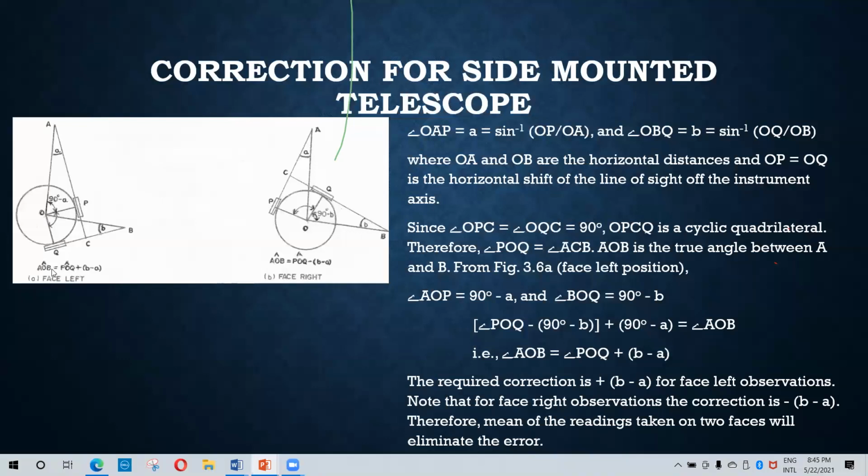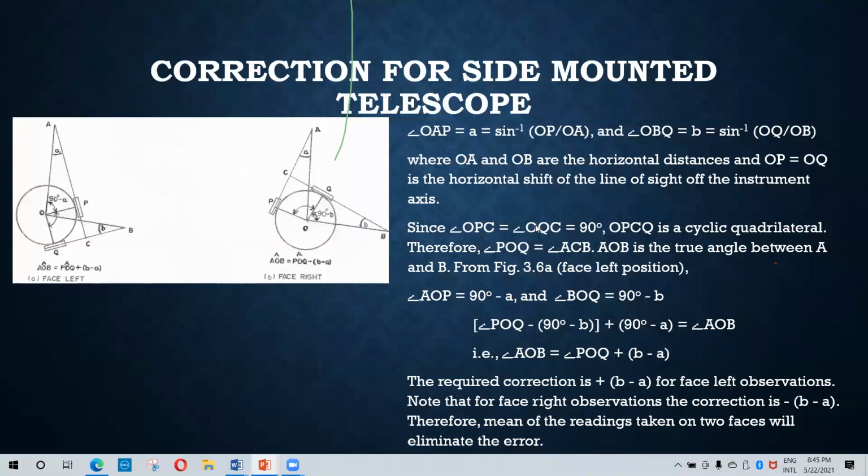POQ angle. What you really want to measure, if you do this exercise on the ground with a single telescope, is this: you will be targeting A here, and you will be turning and targeting B here. So what you really want to measure is AOB, right? But what you're measuring is POQ. Now the thing is, you have to do a correction to your reading. Otherwise, you are reading a wrong angle, right?